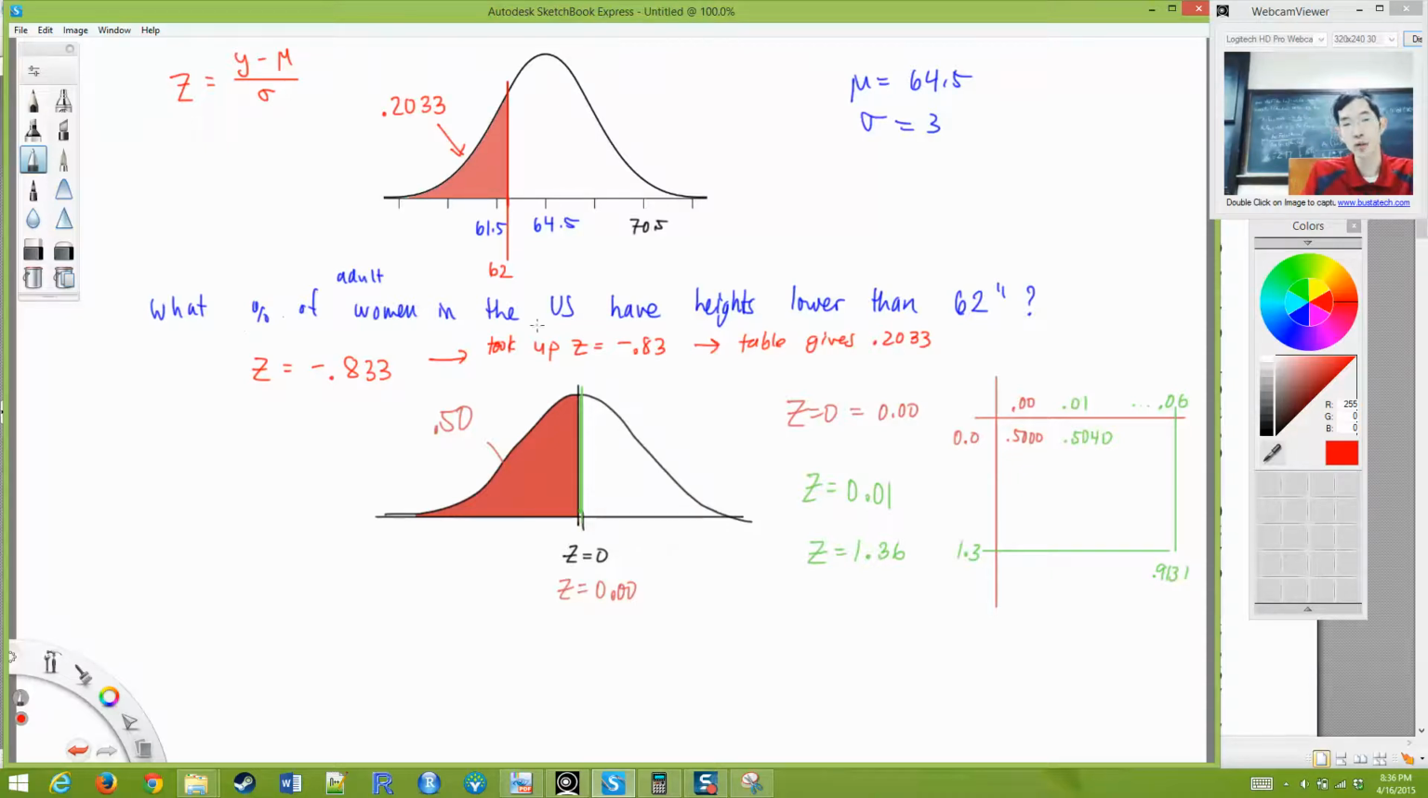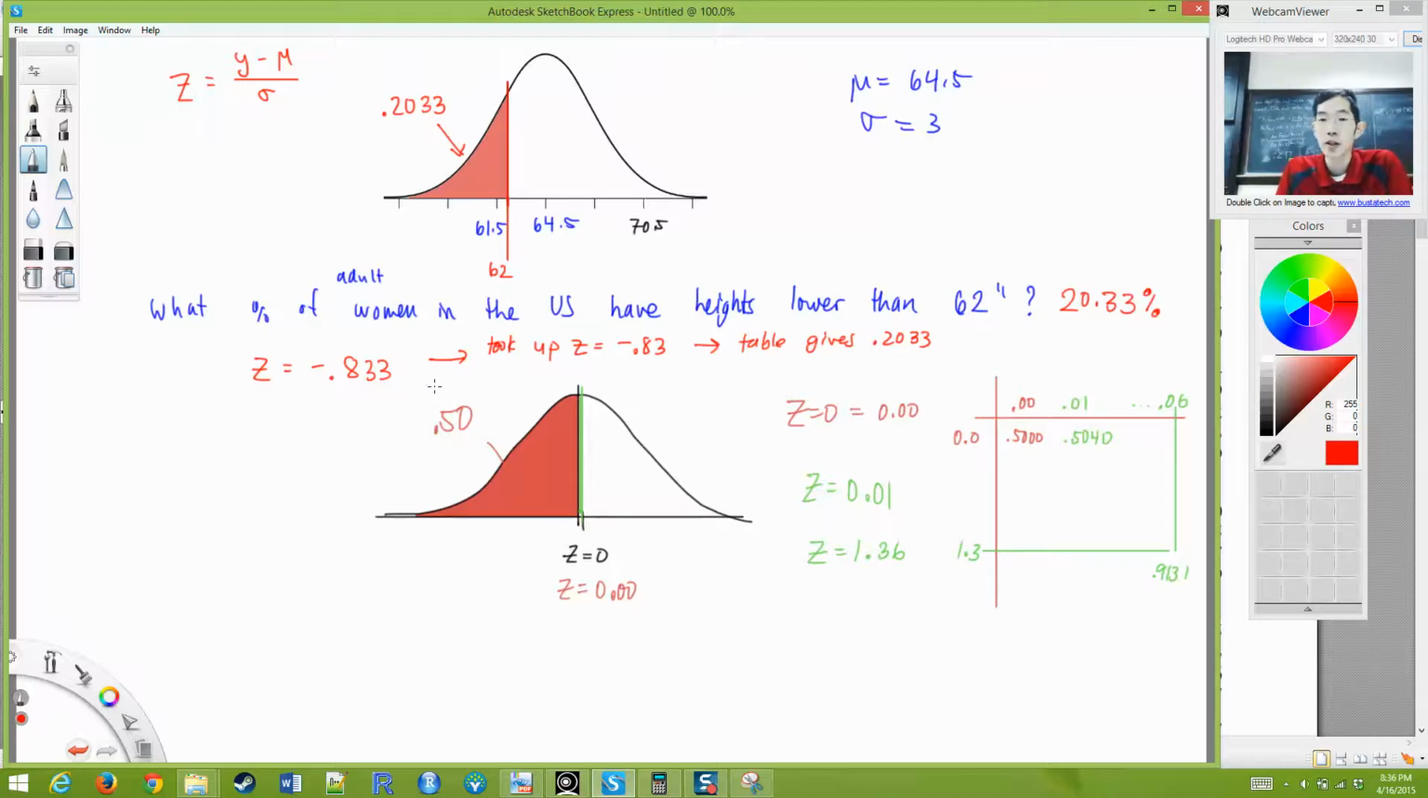What percentage of women in the US have heights lower than 62 inches? Our answer would be 20.33%. And of course, we wouldn't expect it to be exactly this, because the normal distribution is an approximation anyway to the actual height data. But the normal distribution says that 0.2033 have z-scores lower than negative 0.83.